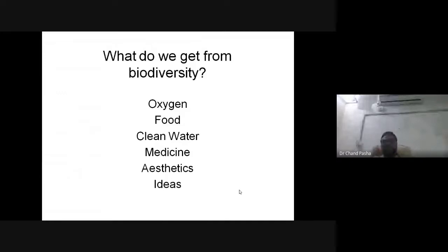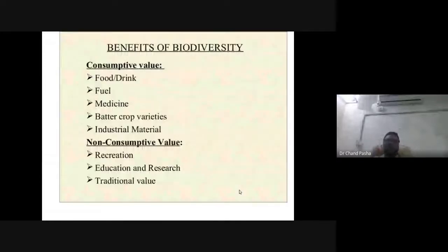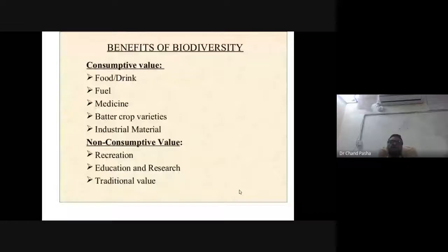Further, for consumptive values, we are getting food and drink. See, vinegar and honey we are getting, and vinegar we are getting for drink purposes. Sometimes natural fermented toddy and other things also we are getting. Fuels we are getting in the form of coal, wood, and ethanol from the environment or biodiversity.